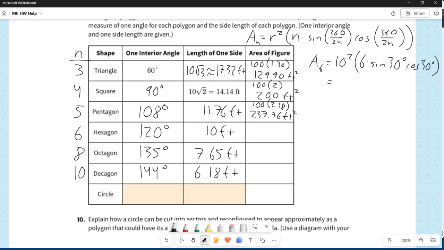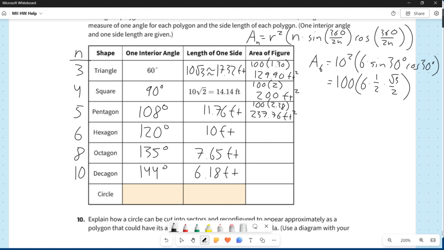For the hexagon, well, 10 squared is 100. And we end up getting 6 times the sine of 30, which is exactly 1/2, and the cosine of 30 is the square root of 3 over 2. It's kind of like the reverse of 60. And for our purposes, it's going to be valuable, I think, if we evaluate what's inside the parentheses, because we're going to see a pattern here at the end.